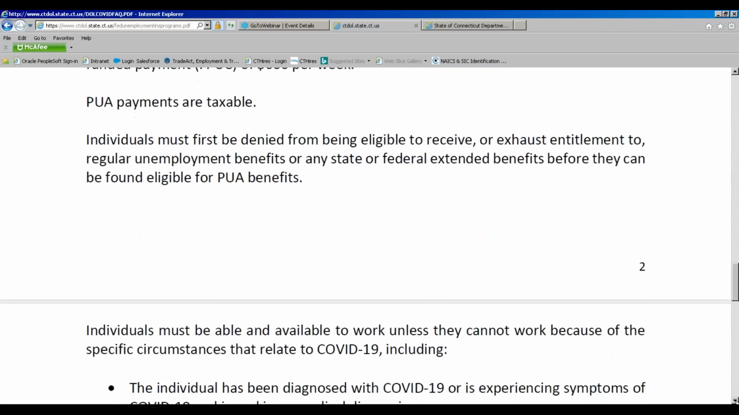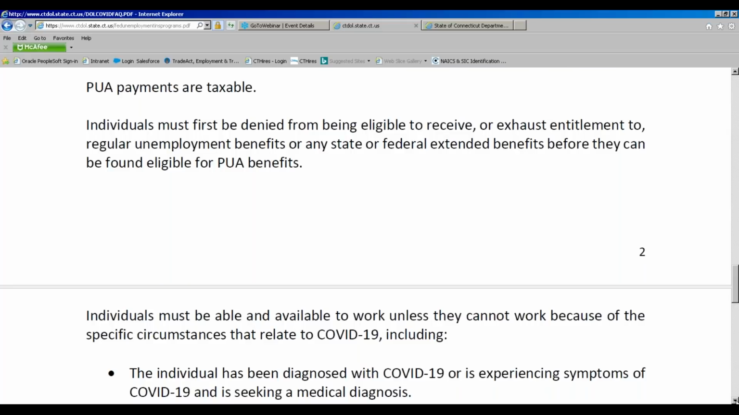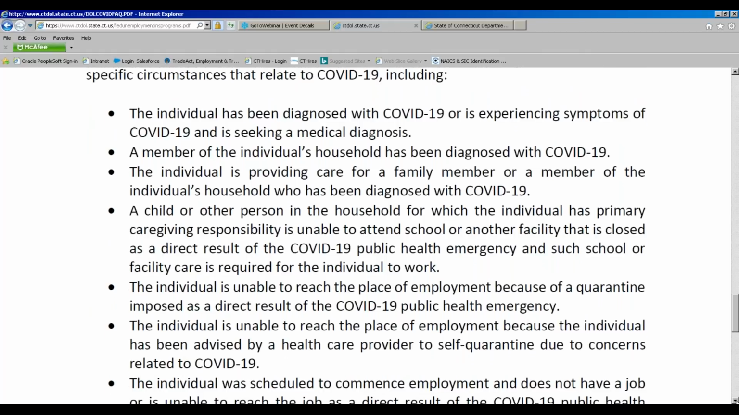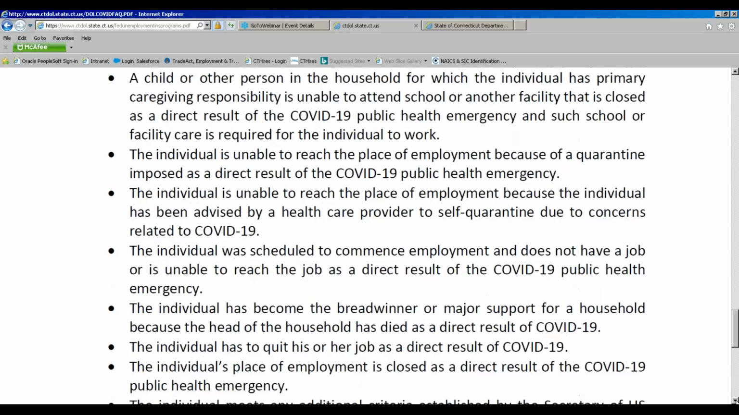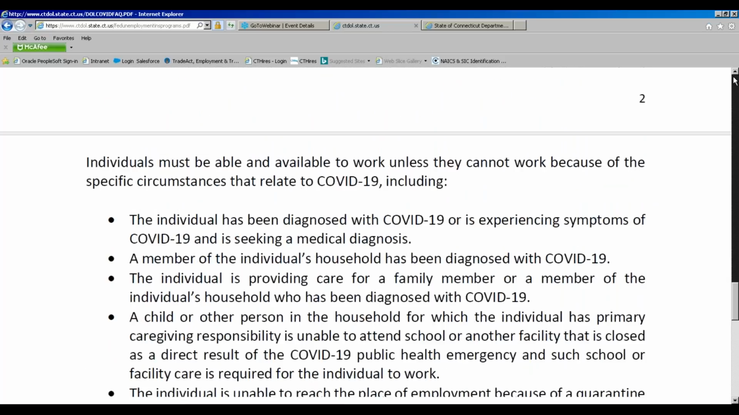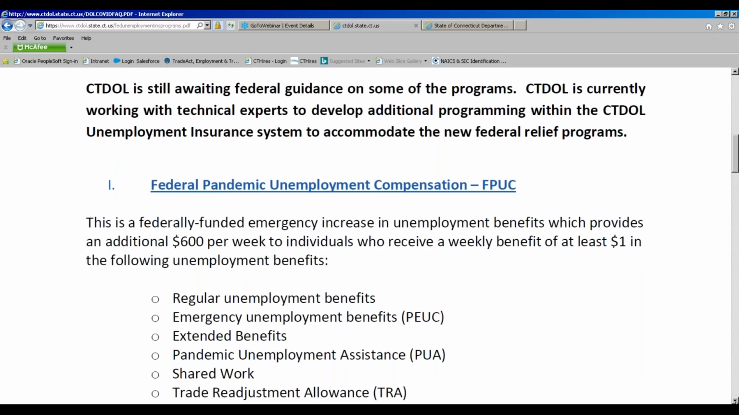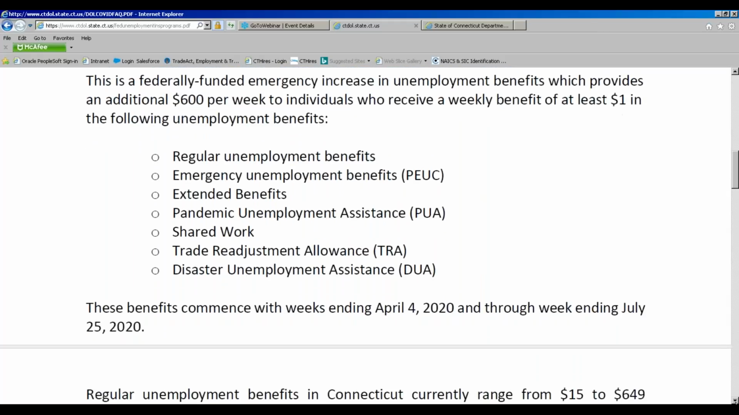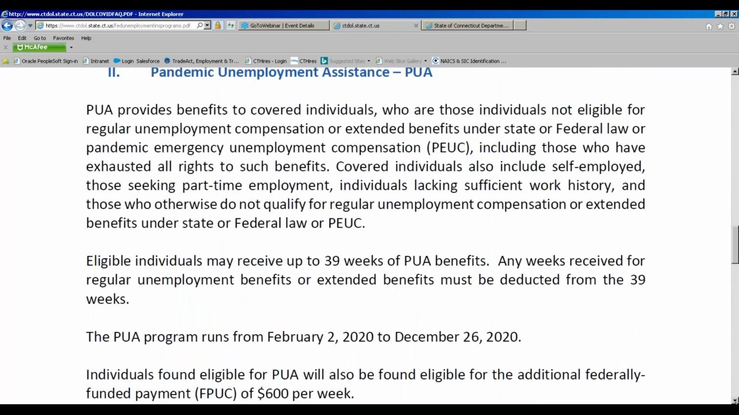This program is in the process of being reviewed, and once it becomes active, that information will be posted on this site as well. These benefits will be retroactive for all eligible claims who are covered under this particular program. And as you go through that, it does list who may be eligible for that particular program.